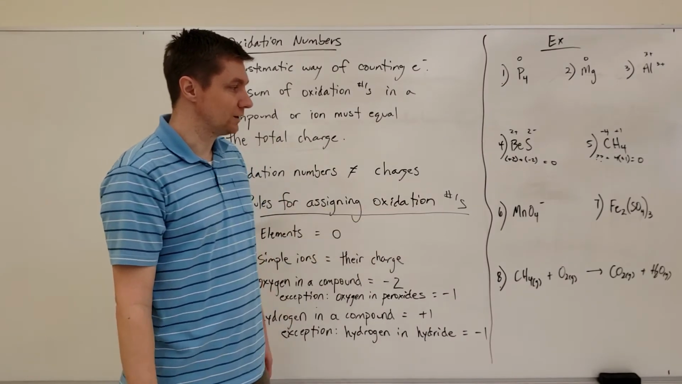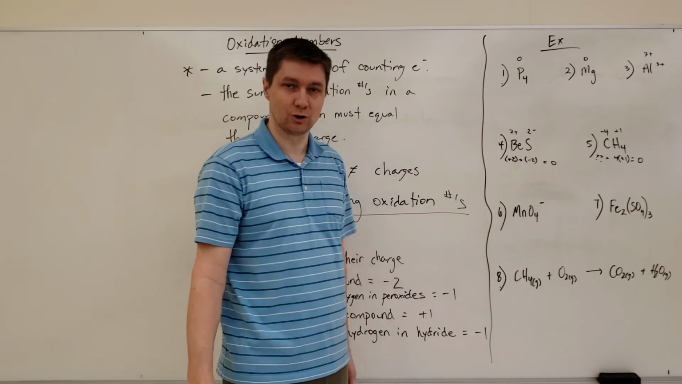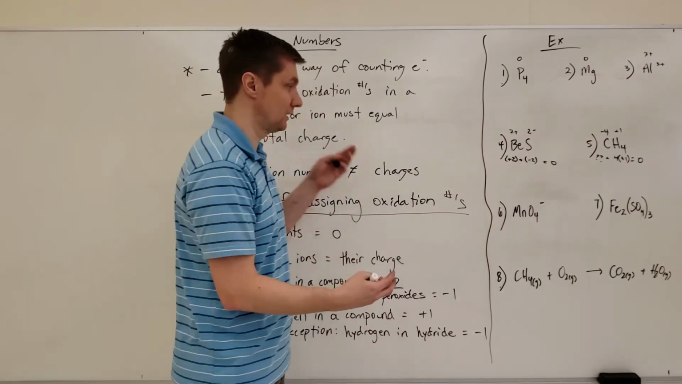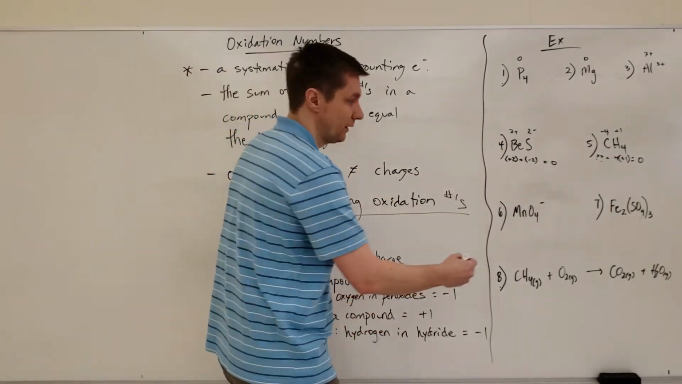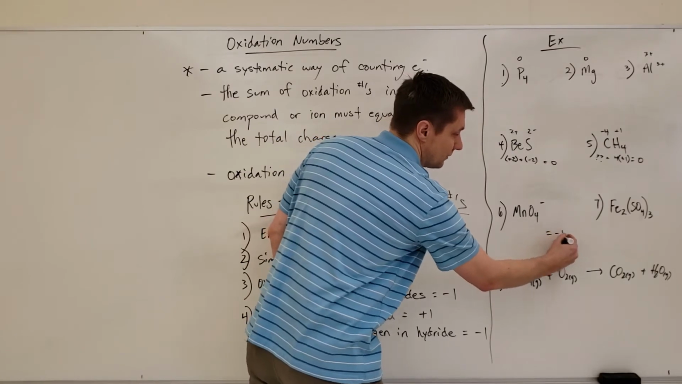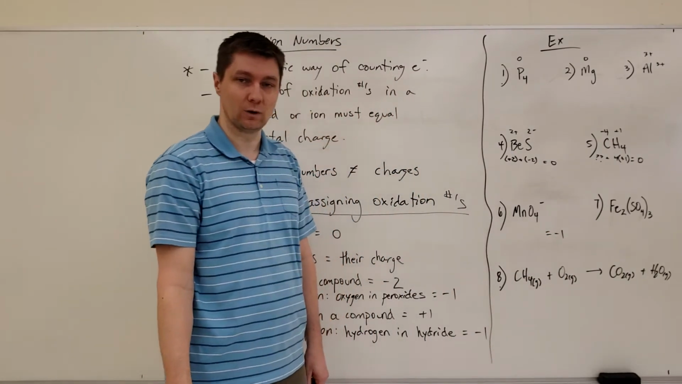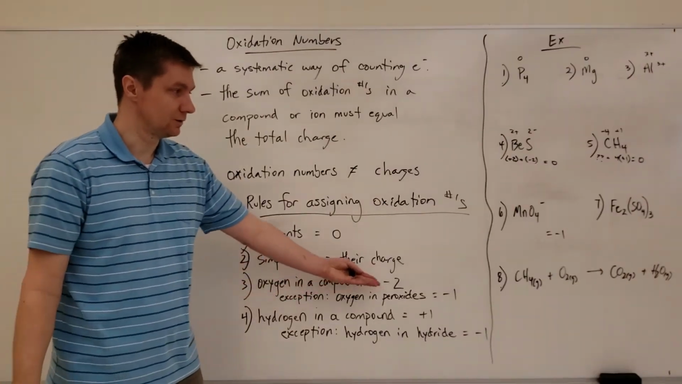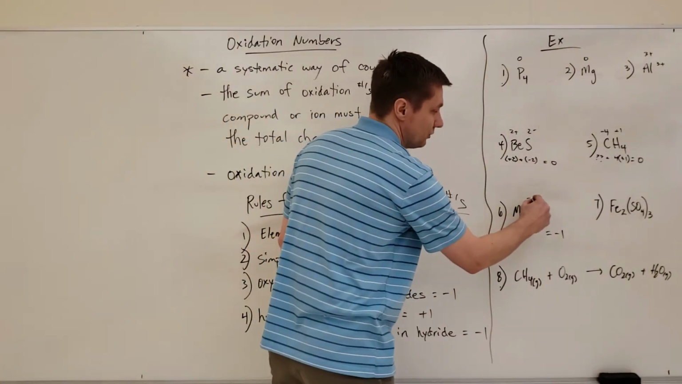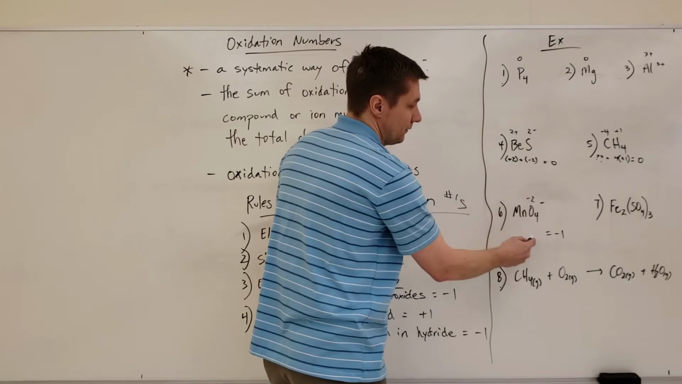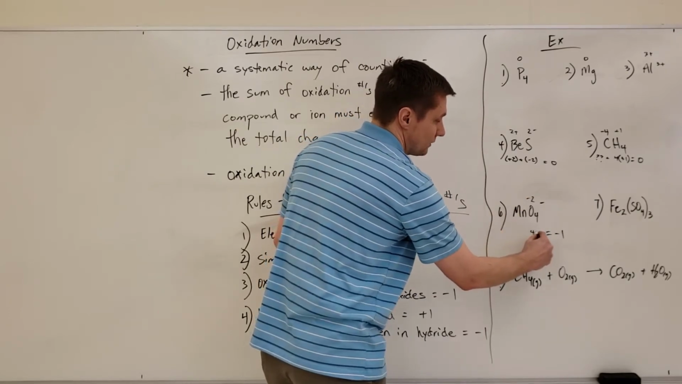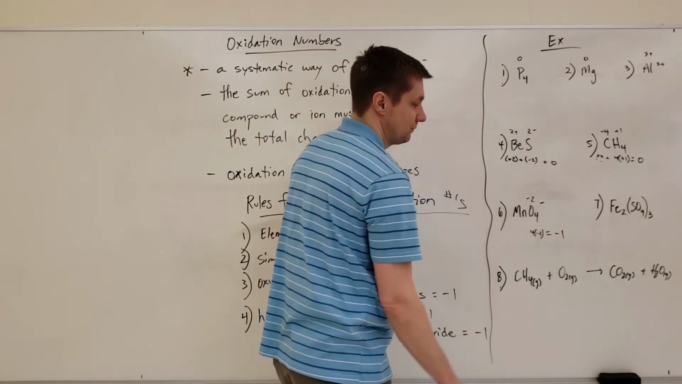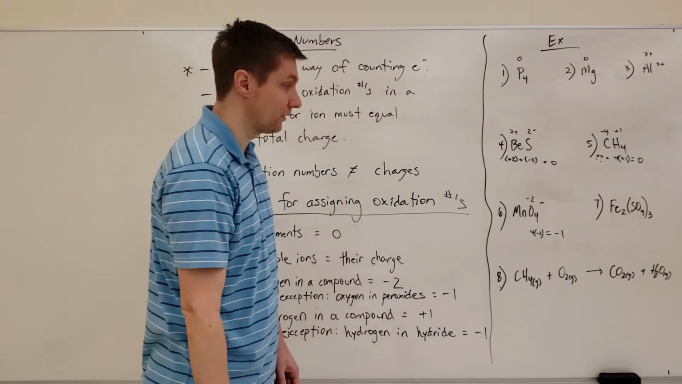Moving on to the next one, sometimes you can get compounds that do have charges on them. So if they have charges, again, it's got to equal the sum of the charge on the compound. So this is not going to equal 0 this time, this is going to equal a -1. And I know that oxygen is in a compound, so it's going to have an oxidation number of -2. This is 4 times a -2, which gives me a total of -8 altogether.